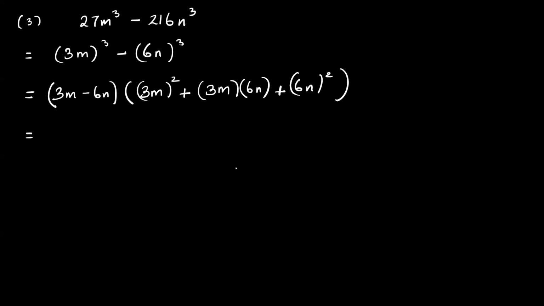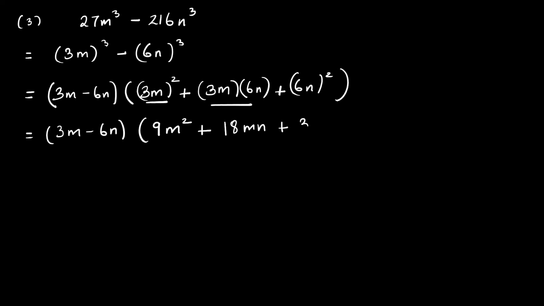Let us keep the first bracket as it is, 3m minus 6n. Tell me what is this square? 3 3s are 9, so 9m square. Plus what is this multiplication? First multiply the numbers, 18mn. Plus 36n square. Very good. Okay, thank you, sir. Thanks, Amrita.